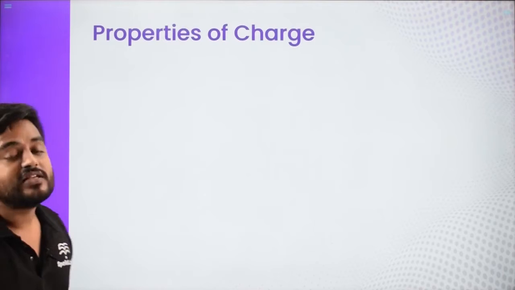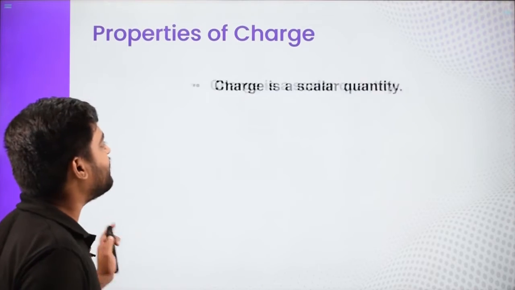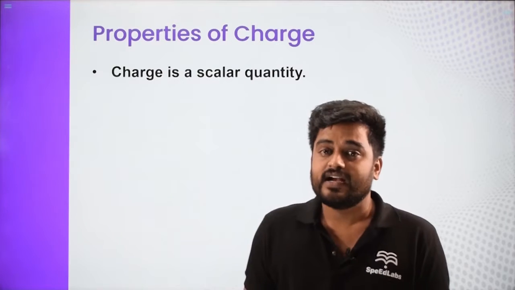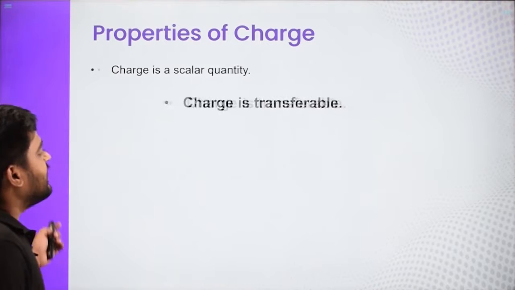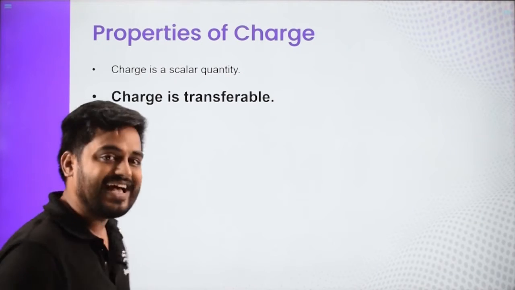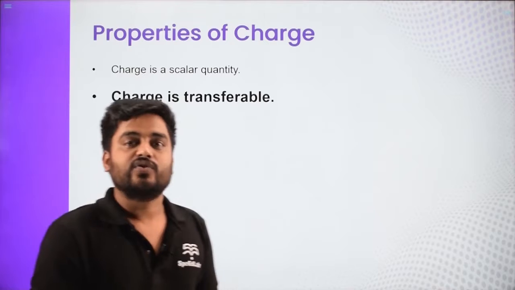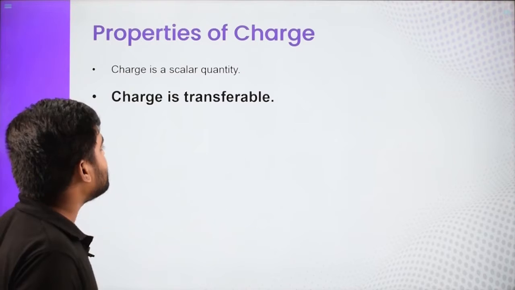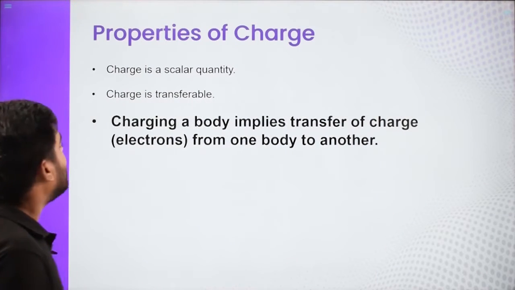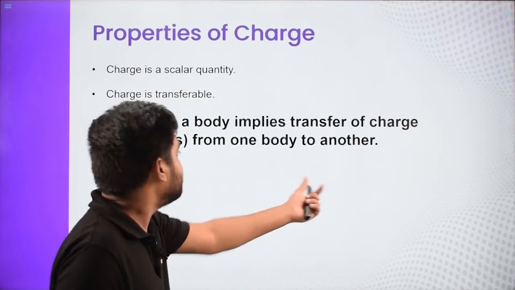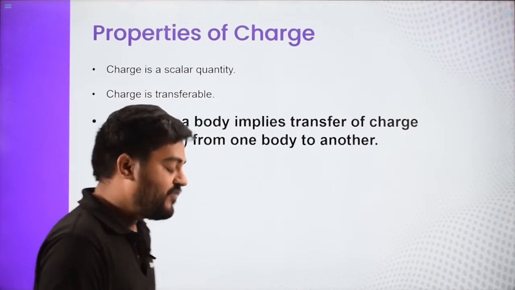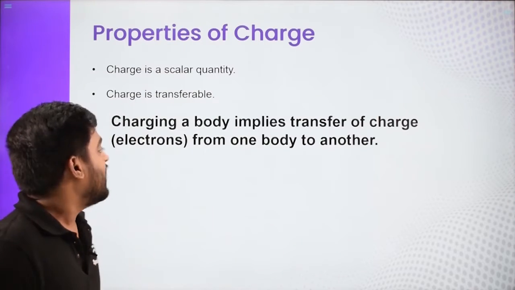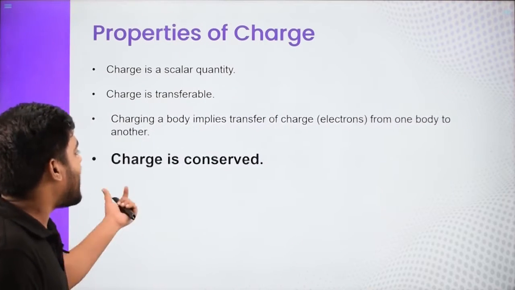Now let us discuss some properties of charge. The first property: charge is a scalar quantity. It is not a vector quantity. Next, charge is transferable. You can transfer charge from one object to another. You can make another object charged or make one object discharged by transferring some charge from one object to another. Charging of a body implies transfer of charge from one body to another. So when you transfer charge from one body to another, you are basically charging or discharging a body. Now, charge is conserved.